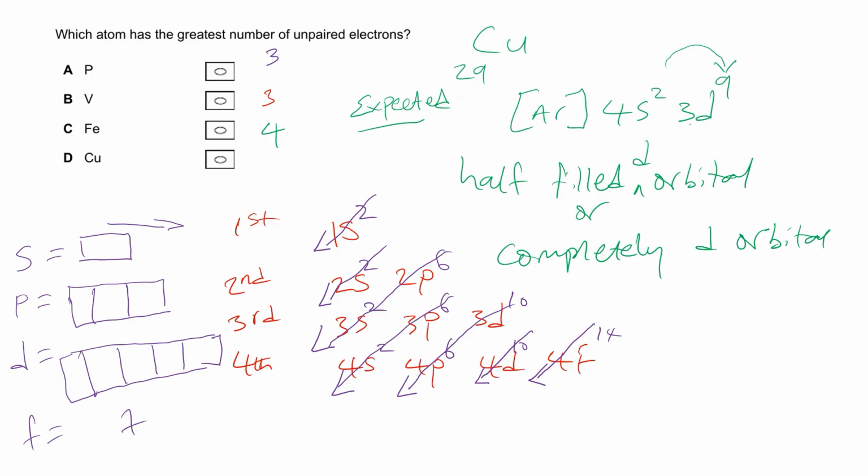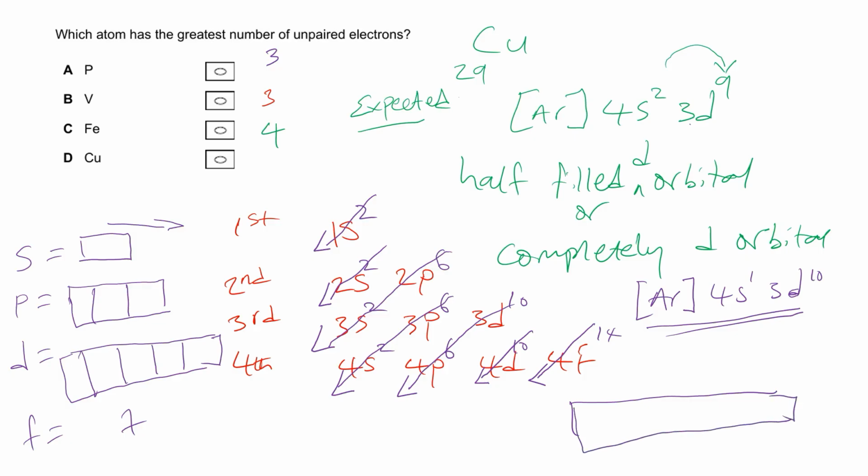So in reality, the real configuration of copper becomes argon, 4s1, 3d10. So this is the configuration of copper. All right, now copper has 3d10. So let us draw the subshells of 3d10 and then fill in the electrons. D has 5 subshells, so we have 5 subshells: 1, 2, 3, 4, 5.